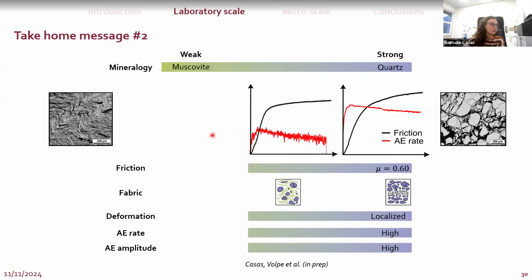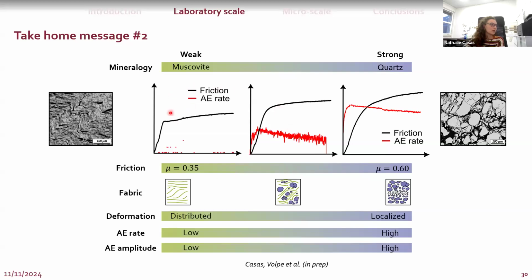If we start to mix it with weak mineral content, we obviously decrease the friction that we observe, since the friction will be mostly controlled by the muscovites. And we also decrease a lot the acoustic emission rate, or the number of acoustic emissions, since the muscovite particles isolate all the grains from each other, probably preventing some of the fragmentation we observe. So we have a lower acoustic emission rate, lower amplitude of acoustic emission.